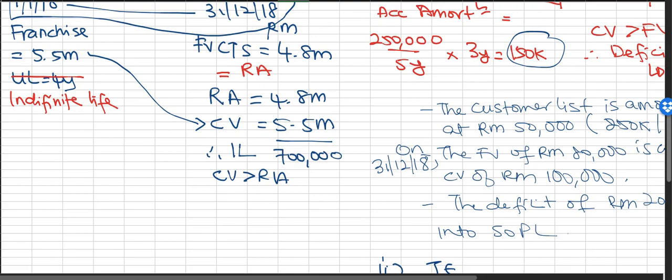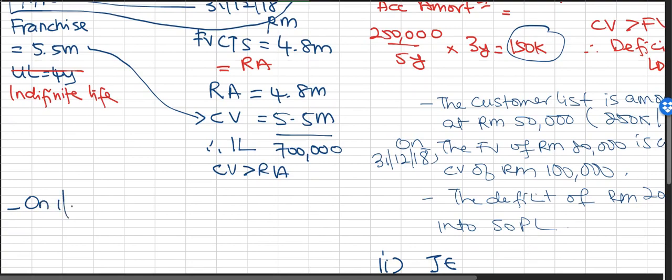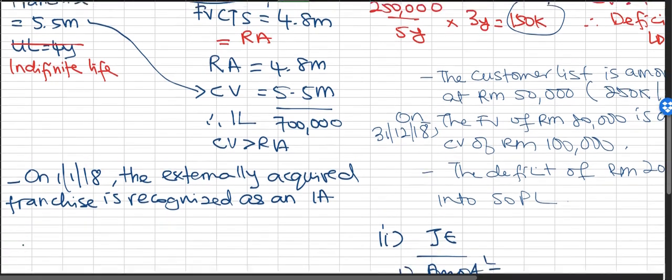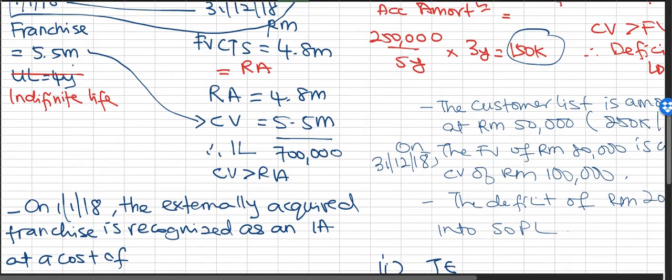So to answer the question, state the accounting treatment. Firstly, you would say here that on 1st January 18, the externally acquired franchise is recognized as an intangible asset at a cost of RM 5.5 million.